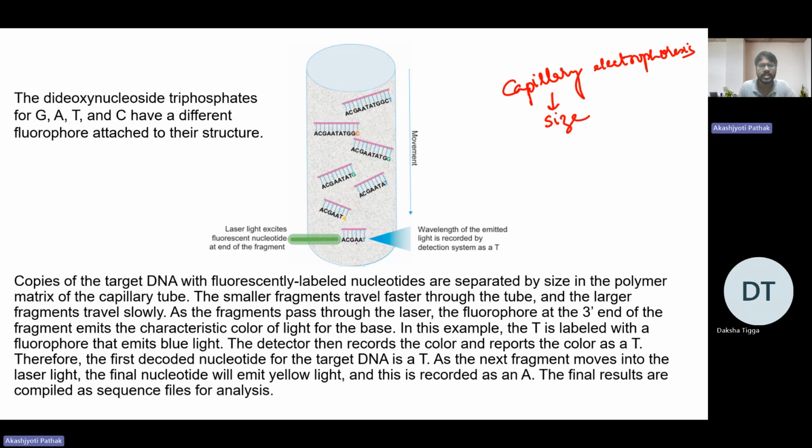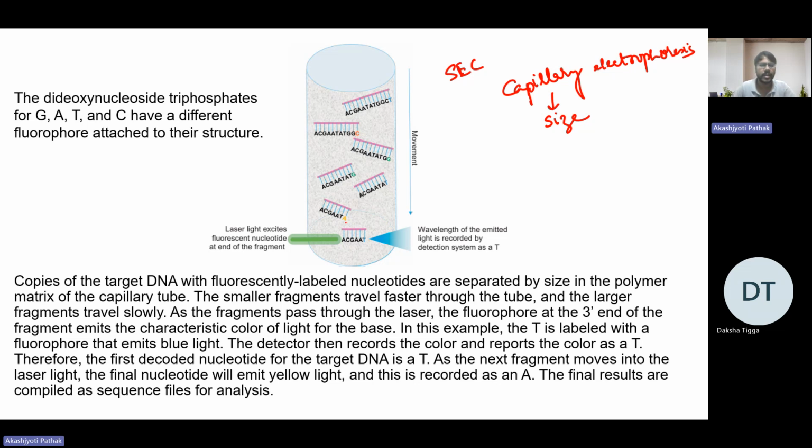The fragment which is the smallest will be eluted first, and the fragment which is the largest will be eluted last. This is not a SEC column; it has a different principle. Do not get confused between a SEC column and capillary electrophoresis. When you pass these molecules through capillary electrophoresis, the one having the smallest size gets eluted first, followed by the larger fragments.